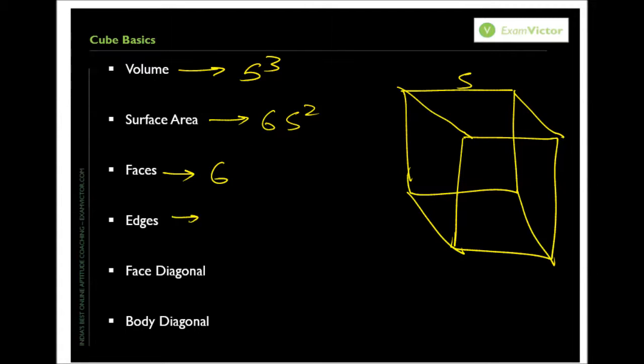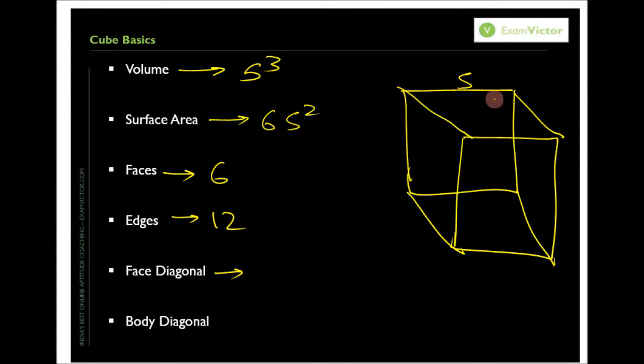How many edges? Each face has 4 edges. So if you look at the front face, you have 4 edges: 1, 2, 3, 4. Similarly, the back face has 4 edges. And then you have 4 edges connecting the front and the back. So that's 4 into 3, 12 edges.